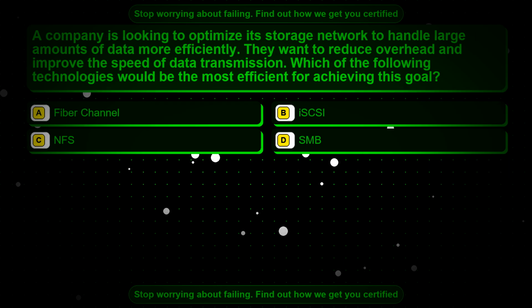Question 14. A company is looking to optimize its storage network to handle large amounts of data more efficiently. They want to reduce overhead and improve the speed of data transmission. Which of the following technologies would be the most efficient for achieving this goal? Option A, Fibre Channel. Option B, iSCSI. Option C, NFS. Option D, SMB.